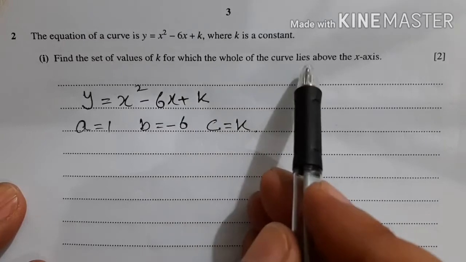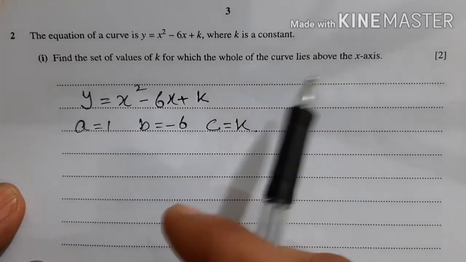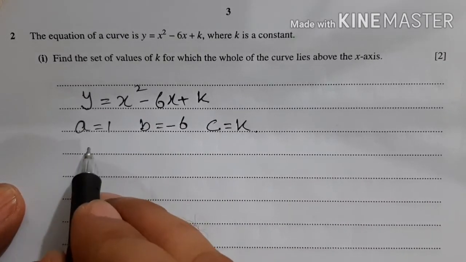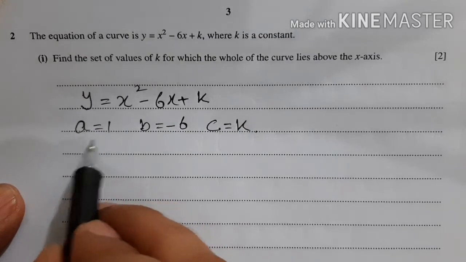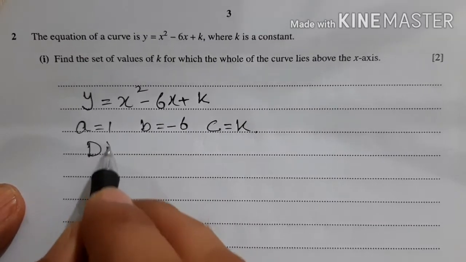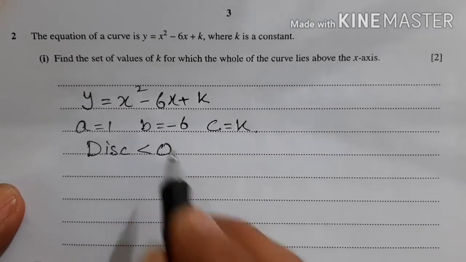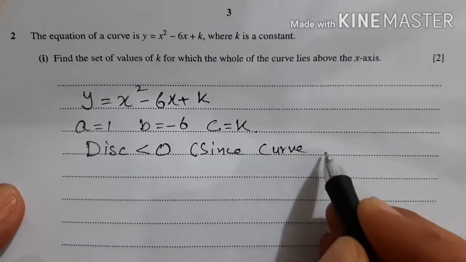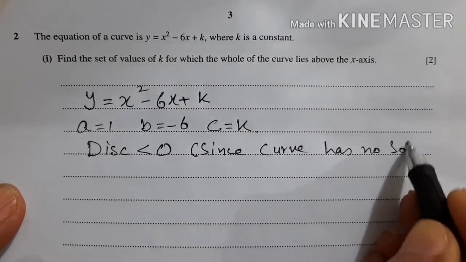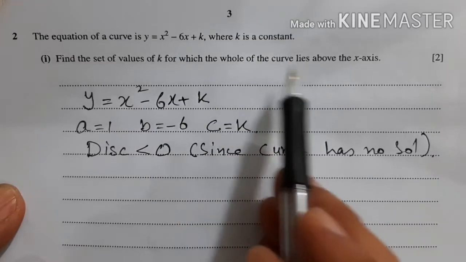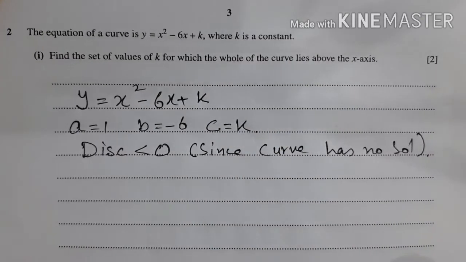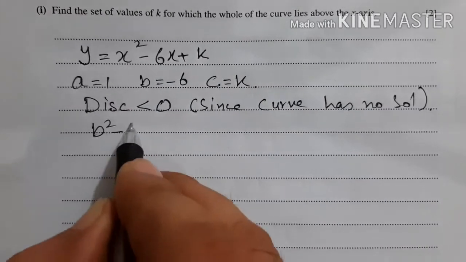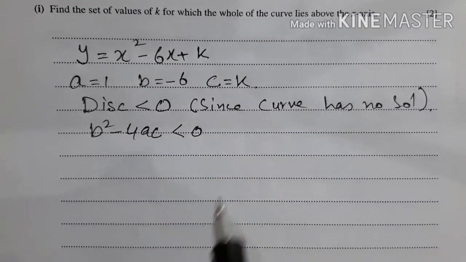Since the whole curve lies above the x-axis, it means the curve has no solution. So we know that when the curve has no solution, then the discriminant should be less than 0, since the curve has no solution, because the curve is not cutting the x-axis. So the discriminant is b squared minus 4ac. This should be less than 0.